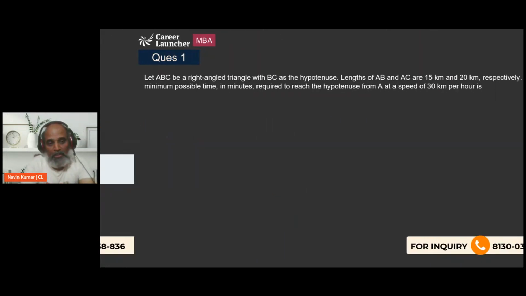Okay, so let's look at the first problem of the day. Let ABC be a right angle triangle with BC as the hypotenuse. Lengths of AB and AC are 15 kilometers and 20 kilometers respectively. The minimum possible time in minutes required to reach the hypotenuse from A at a speed of 30 kilometers per hour is. So give this a try. Let me know in the chat what answer are you getting.